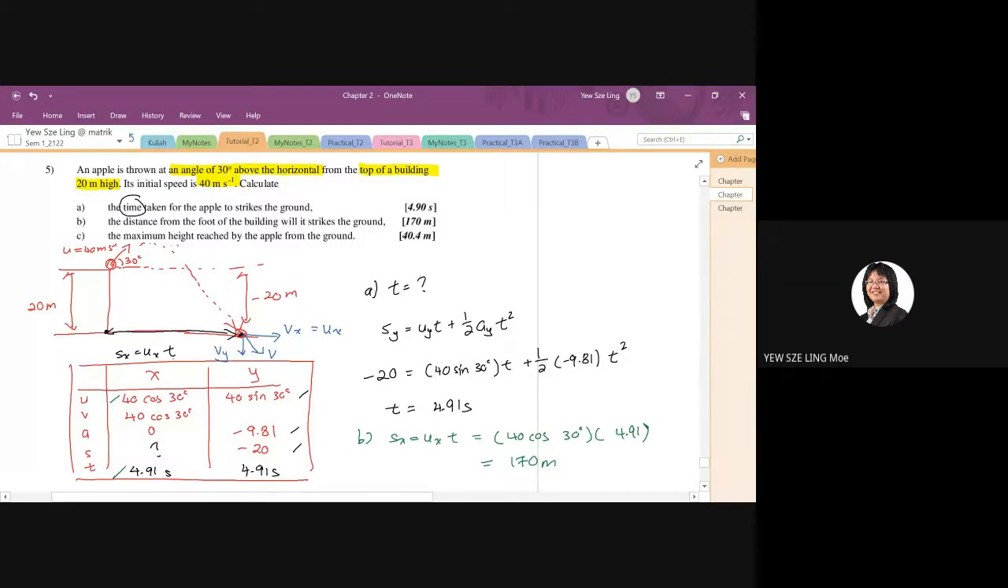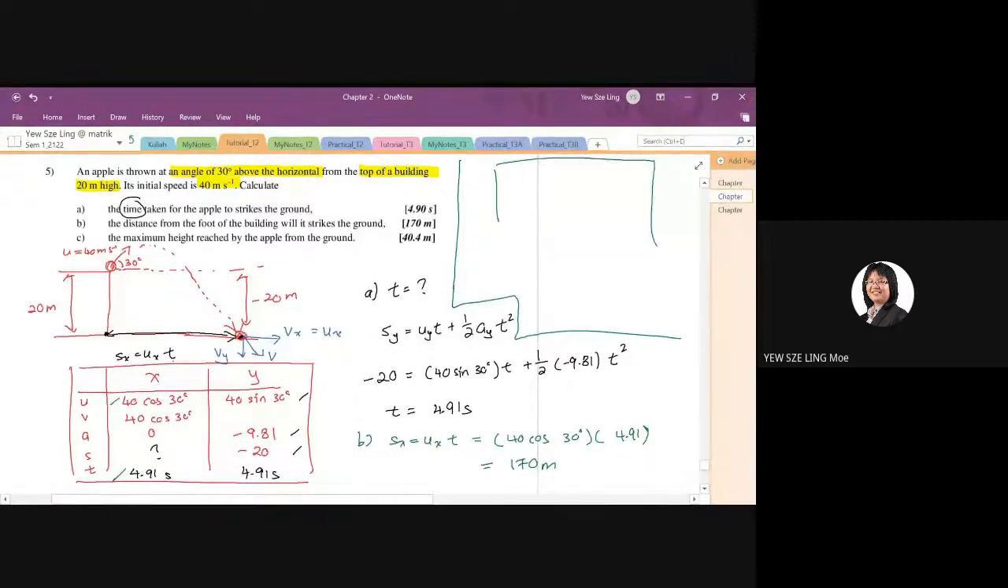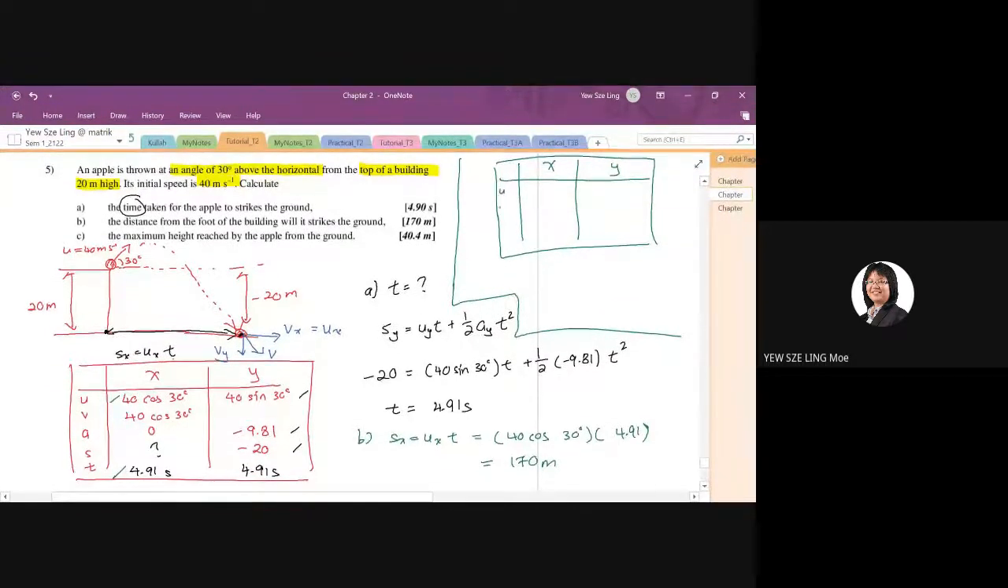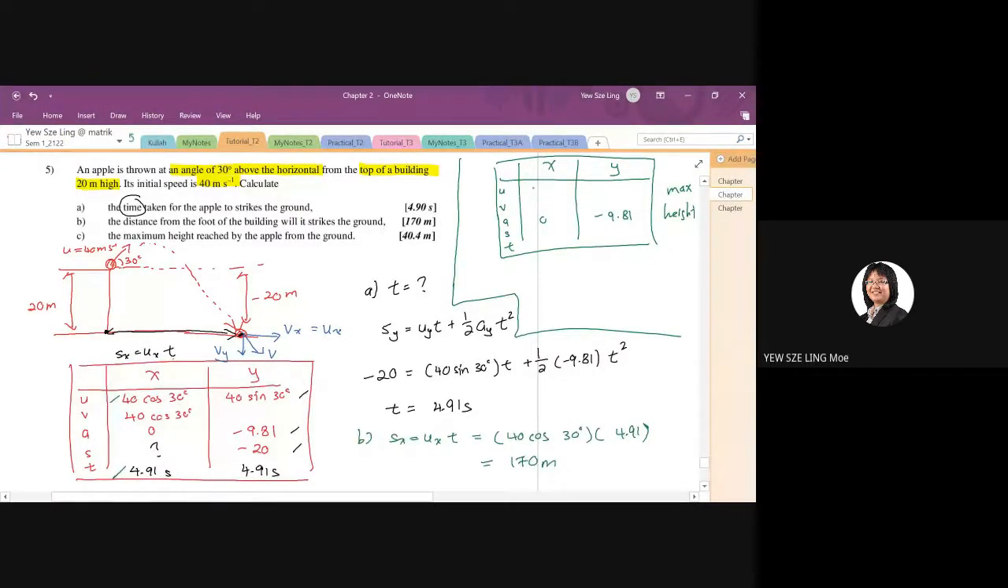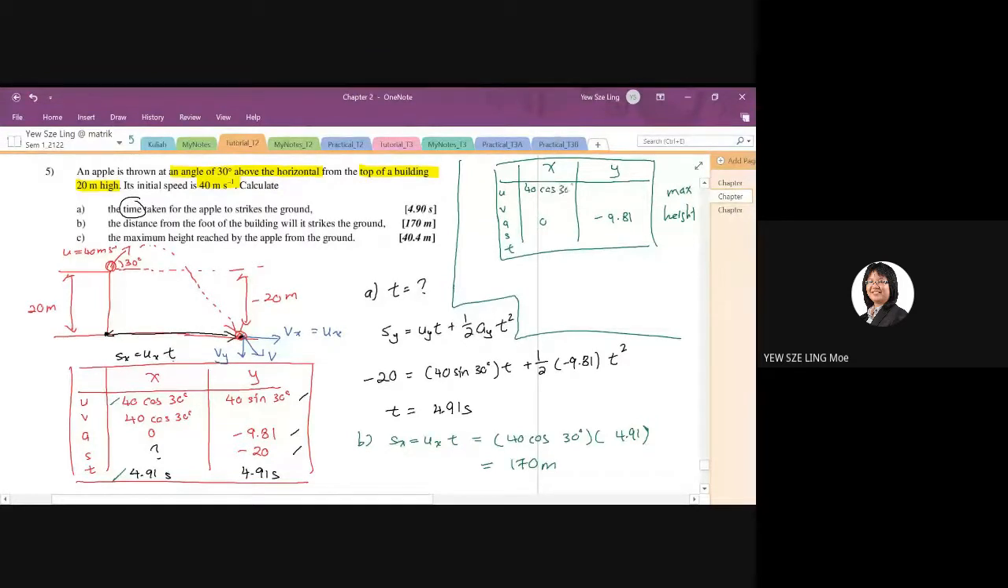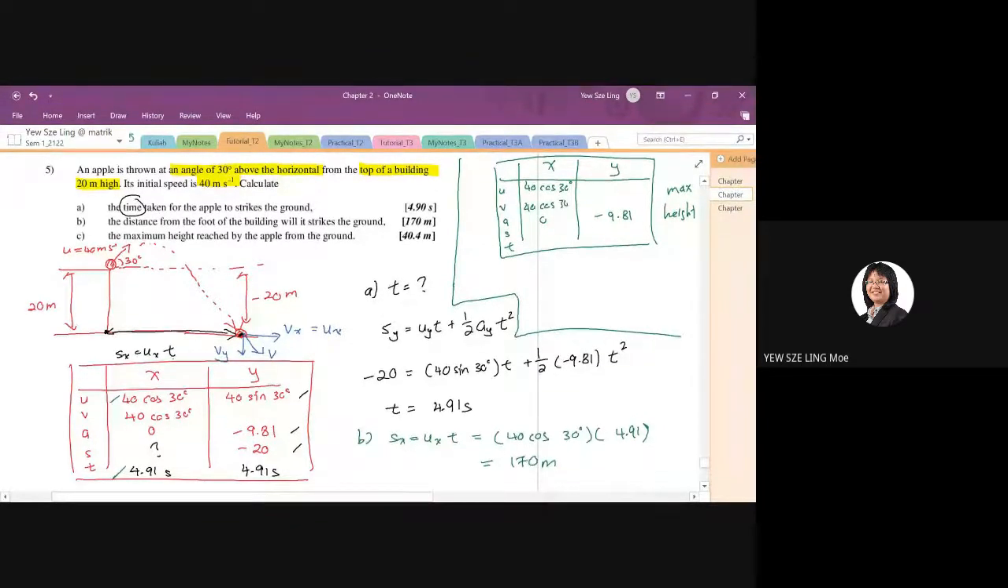And then question C. Question C asks you to calculate the maximum height. Therefore, you need to change the table a little bit. I think it will be better if you change the table a bit. So now you make another new table. This table is just a very simple table: x, y, u, v, a, s, t, 0, negative 9.81. And now this is the table for max height. So u is still the same: 40 cos 30 degrees, and then 40 sine 30 degrees.